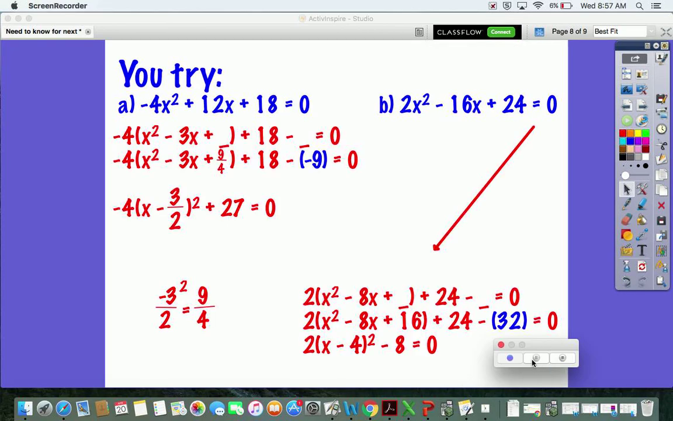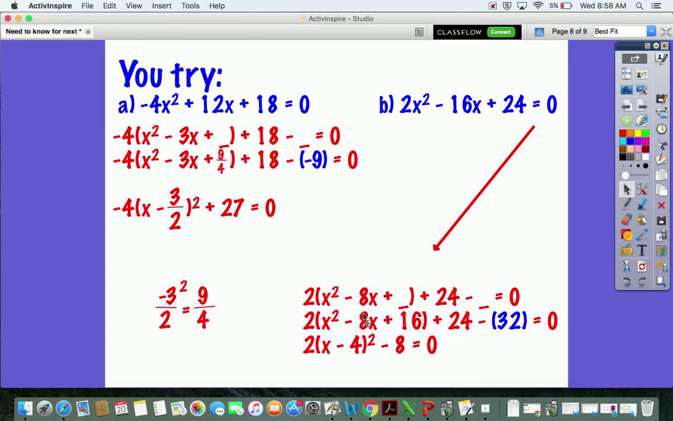All right, so hopefully when you worked on these two problems, this is the answer that you got here, as well as here. Remember, when you take half of b and square it, you get a 9/4 that goes in right there. But remember, what you're subtracting is what you get after you multiply -4 and 9/4 together, which is a -9. That's how you get 27.